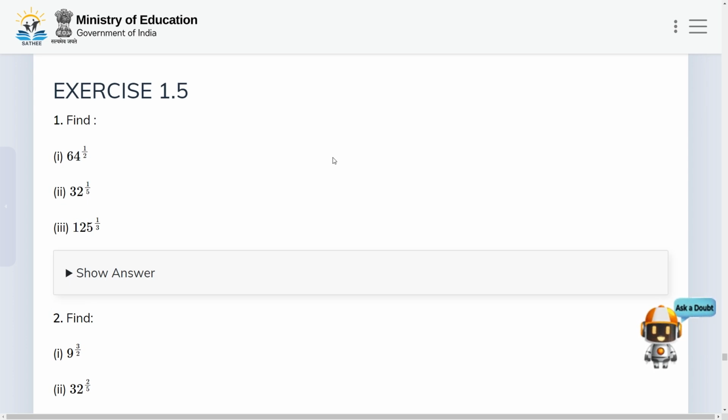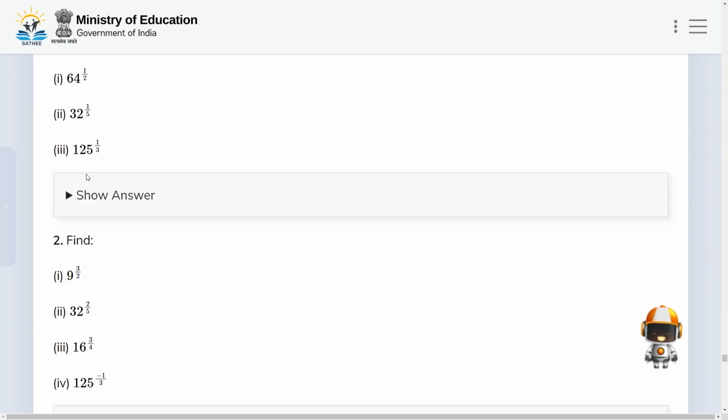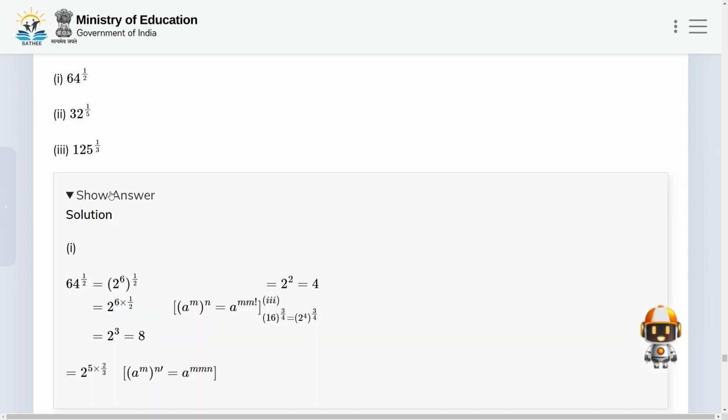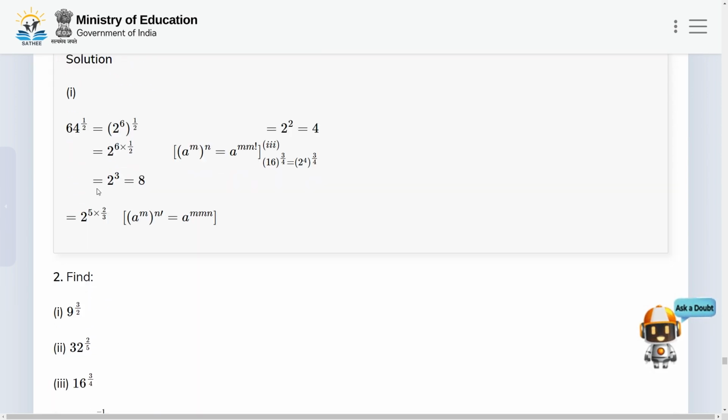In the first question, we have to find 64 to the power 1 by 2, and then 32 to the power 1 by 5, and then 125 to the power 1 by 3. Okay, so 64 to the power 1 by 2 is actually equal to 2 to the power 6 whole to the power 1 by 2. And we know this formula, a to the power m whole to the power n, is equal to a to the power mn.